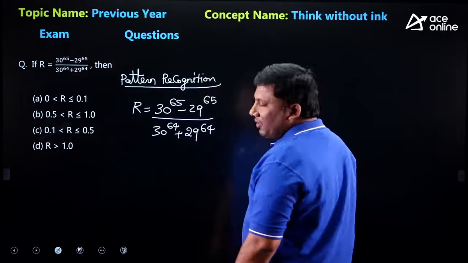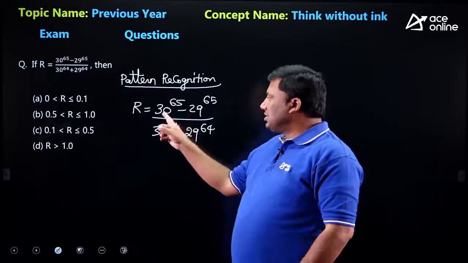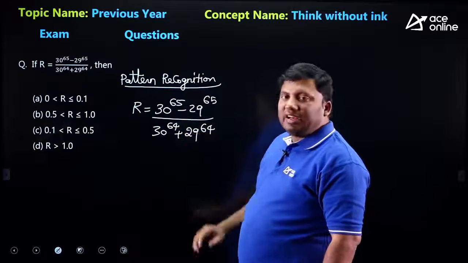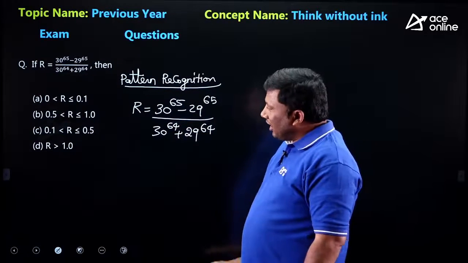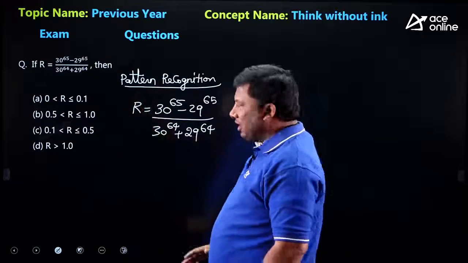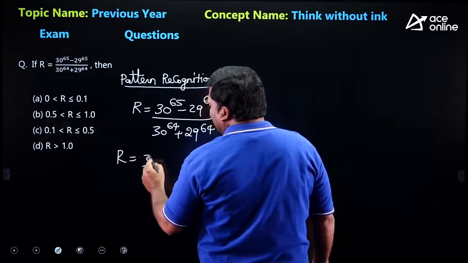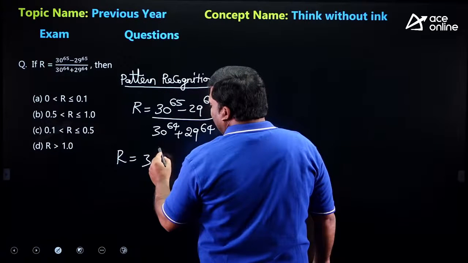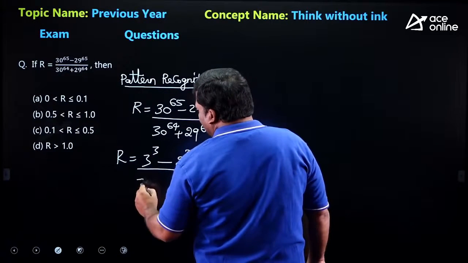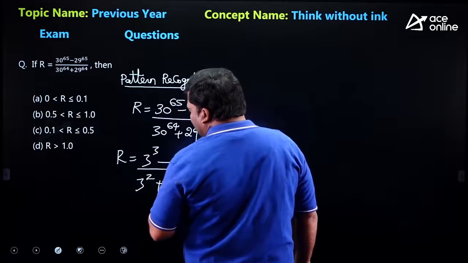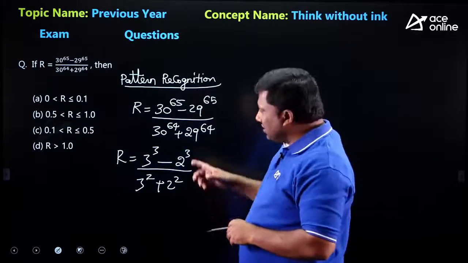If you see here, this is 30, this is 1 less than 30. This is 65, it is 1 less than 64, right? What is the value of R? Let us find the pattern. Suppose instead of the powers 65 and 64 I take 3 and 2, this will become 3 cube minus 2 cube divided by 3 square plus 2 square. Am I right? It is of this form only.